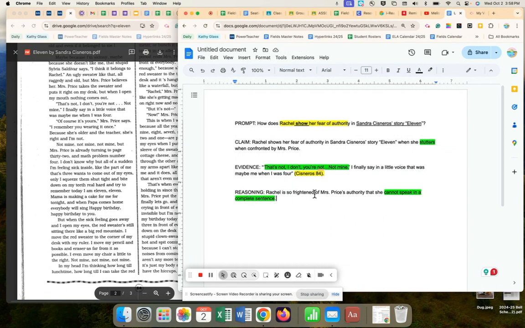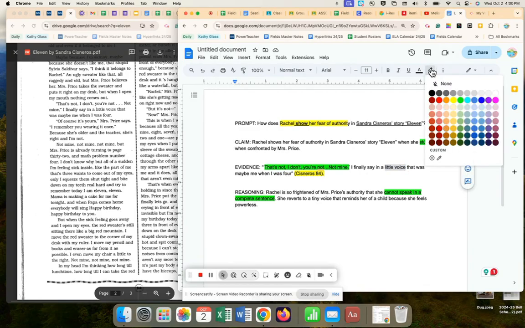Now, Miss Fields is always going to say, dig deeper. Why does that matter? So sit there and think about it for a minute. Put me on pause and then come back. Okay, so this is a little bit deeper reasoning. She reverts to a tiny voice that reminds her of a child because she feels powerless. What I did here was I took another part of that quote, right? Maybe me when I was 4, and a little voice.